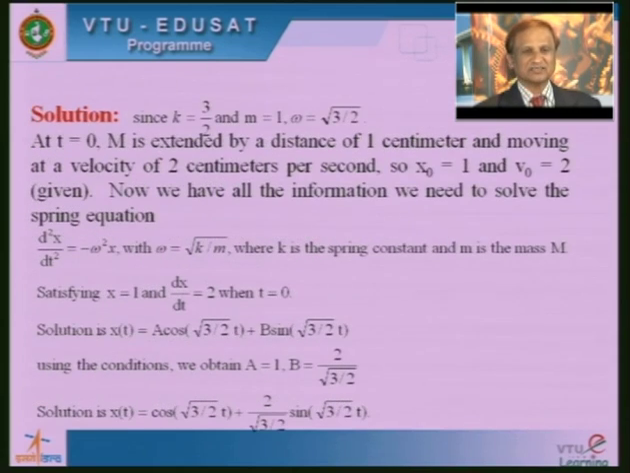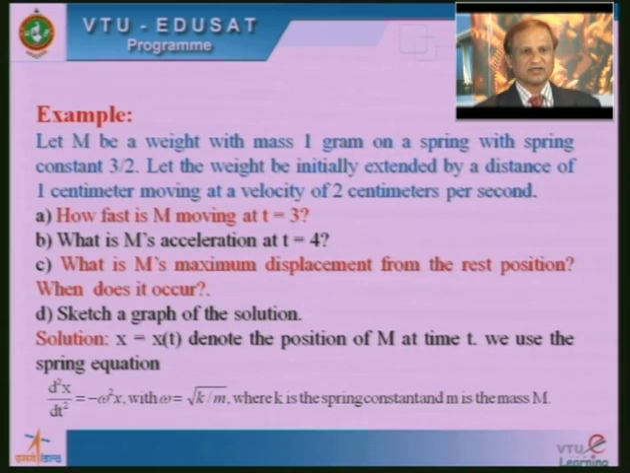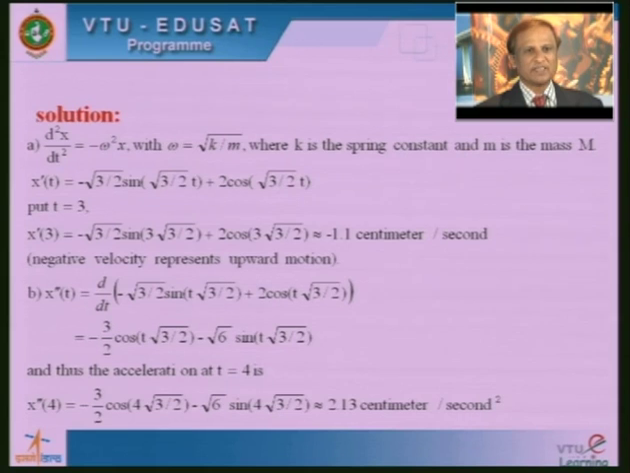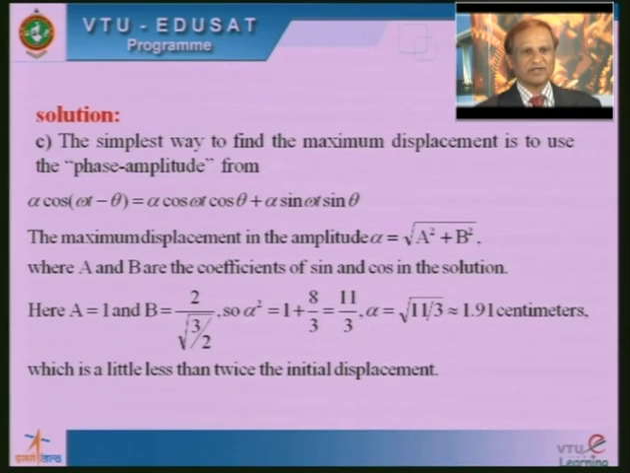Along with this, they have also asked us to calculate what is the maximum displacement from the rest position and when it does occur. So we have to calculate, right. How do we calculate? You know the solution, and we have obtained the first and second derivative. From that we have obtained velocity and acceleration. And the third and simplest way to find the maximum displacement is to use the phase amplitude.